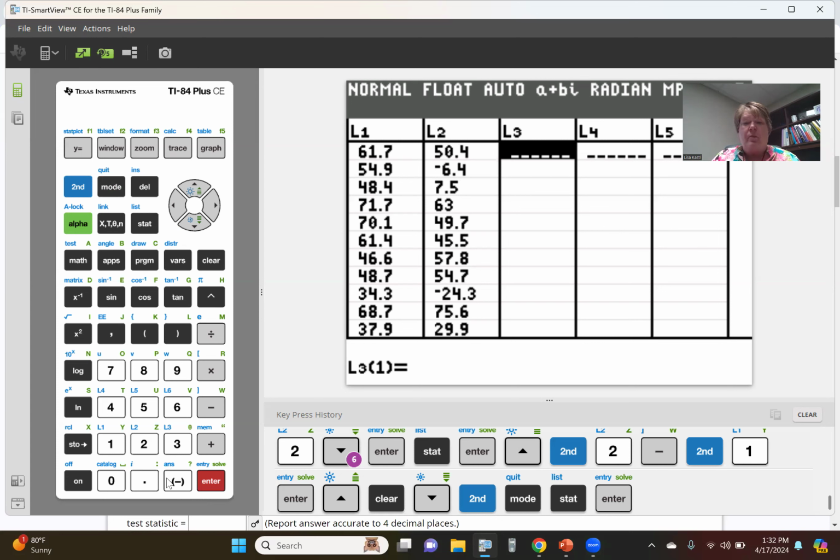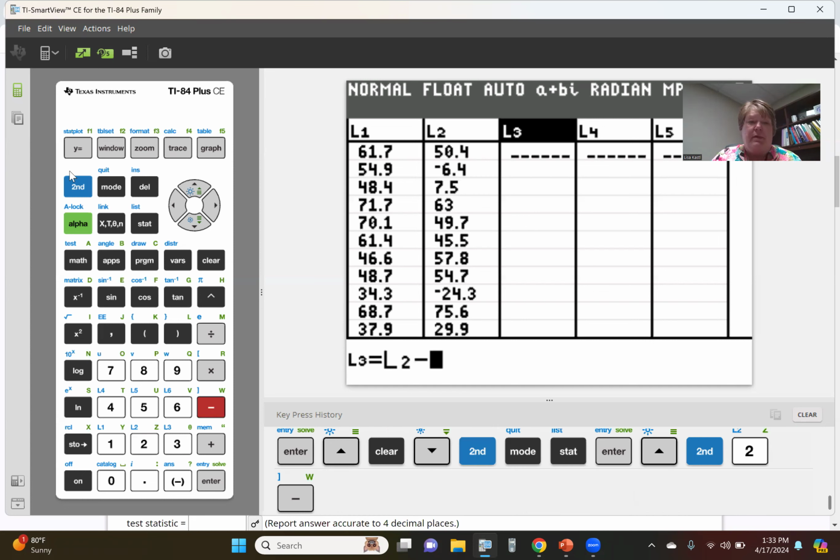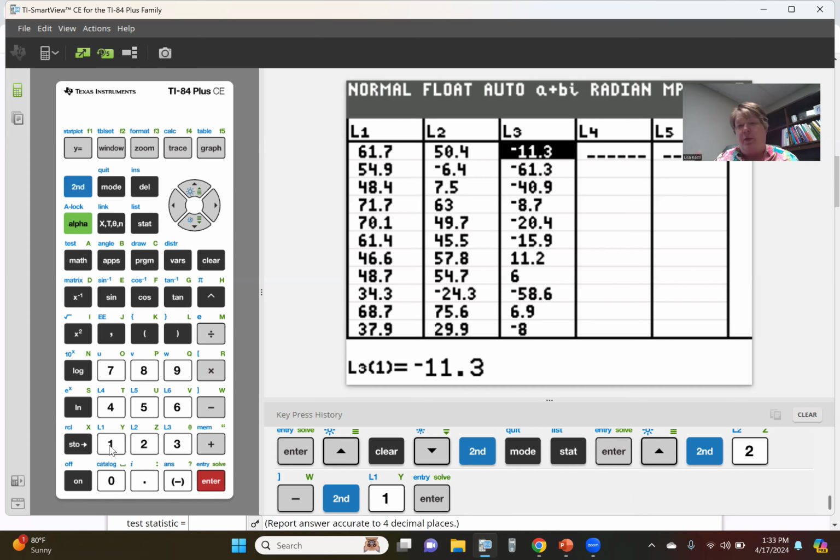So I have pre in L1 and post in L2. What I do is arrow up, use my up arrow to highlight L3. Then I'm going to type in L3 equals L2 minus L1. So I'm going to find L2, second 2, and you can see that it shows up at the bottom. L3 is equal to L2, and then I'm going to subtract from it L1. So I'm going to do second 1. When I hit enter, it will calculate all the differences. So there are the differences in post minus pre.